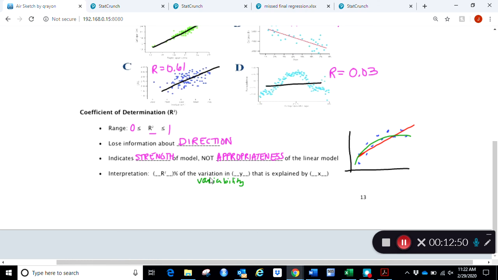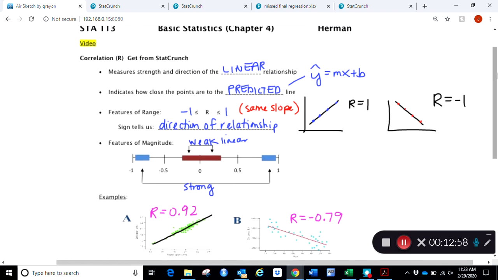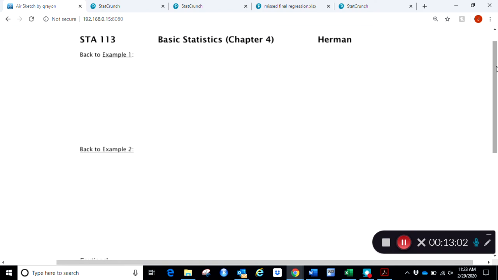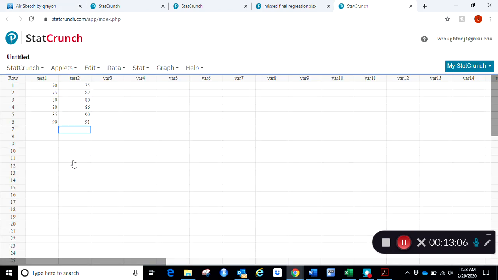Now, you're probably still not feeling that comfortable with this coefficient of determination. So let's actually look at these values for a couple of our data sets and interpret them. So we're going to do this first for example 1. Example 1 was that test 1 and test 2 score.